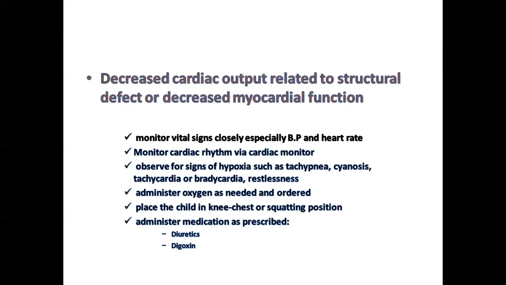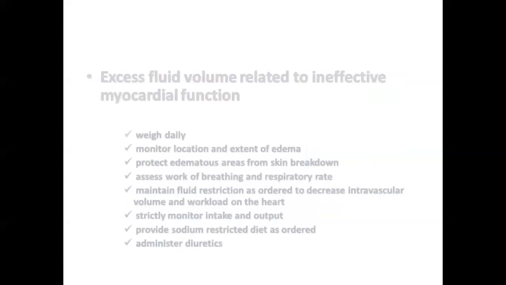Then place the child in the knee-chest position, which helps increase the cardiac output by bringing the legs forward, so that the circulation becomes faster and nearby. The next, administer medication as prescribed, diuretics and digoxin, which support the cardiac function as well as help the kidney to remove waste products and balance the electrolytes.